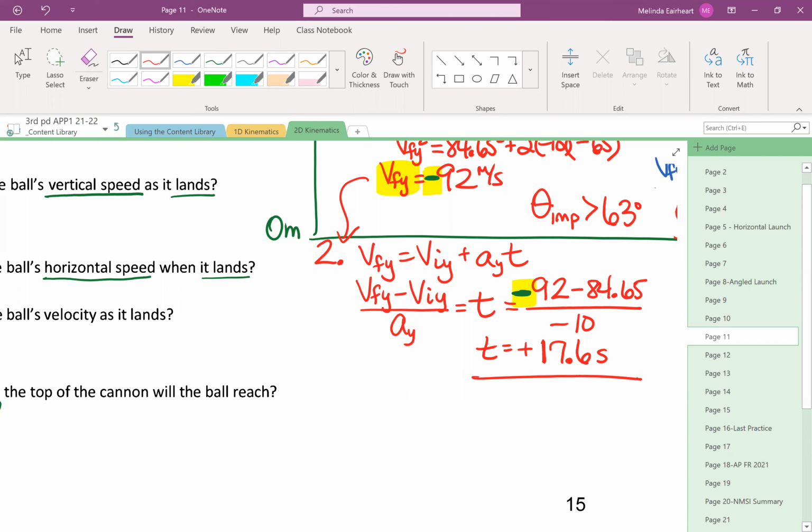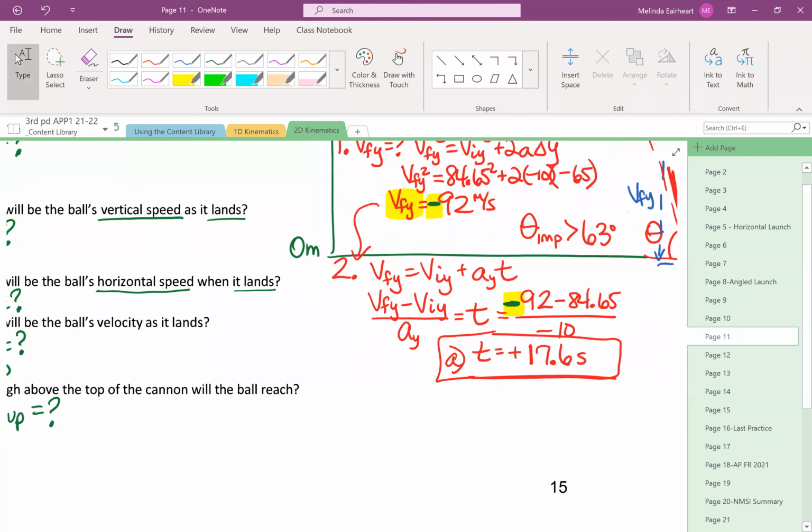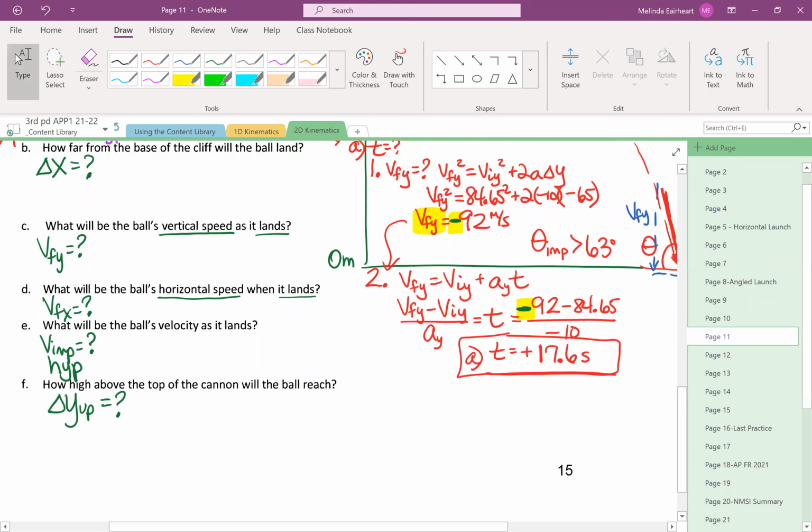Questions on number 1 or A, whatever. So this is our answer for A. So no, you don't have to do quadratic. All right, that one does take the longest. The rest will go pretty quick. What about B? How far from the base?